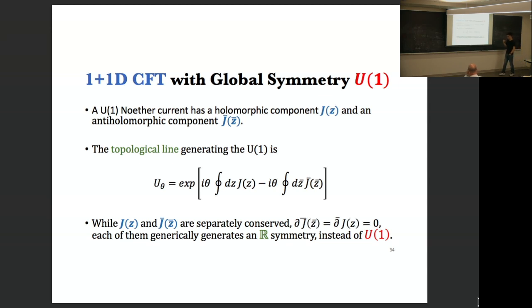So sometimes people are tempted to only talk about global symmetry generated by a holomorphic current. But that's not the most general U1 global symmetry you can think about. We are allowed to think about a global symmetry with non-vanishing holomorphic and anti-holomorphic current components. We're going to start with that. So I'm not going to assume J or J bar is zero.